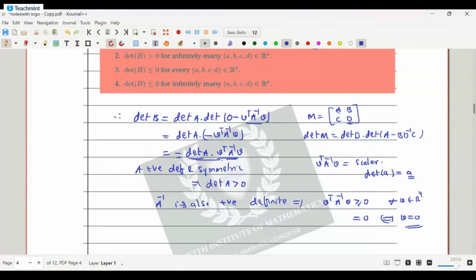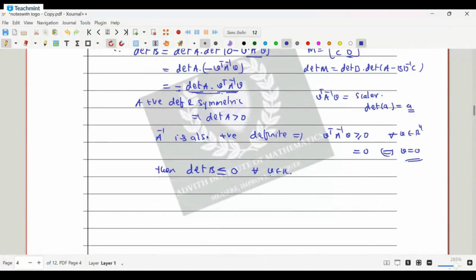If positive is multiplied by negative, then det B is always negative, sir, for all V belongs to R. But det B is negative for all V, and it is equal to 0 if V is equal to 0, sir. Why does this term become 0 whenever V is equal to 0? Otherwise it is always greater than 0. So det B is equal to 0 if V is equal to 0. In all other cases det B is strictly less than 0 if V is not equal to 0. So therefore, what does it say here, sir?